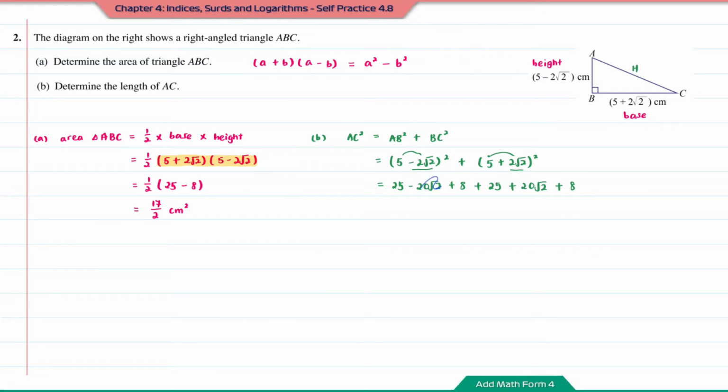Now from here, this negative 20√2 and this positive 20√2 can cancel each other, so they will be eliminated. Just combine all the numbers together, and you're going to get the answer of 66. So this is the answer for AC squared. Therefore, the length of AC will be the square root of 66 centimeters.